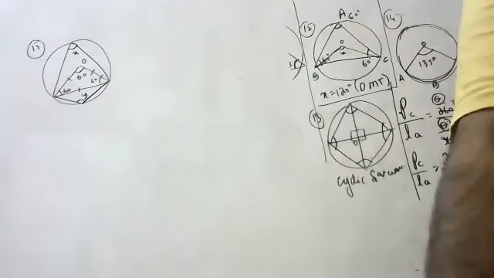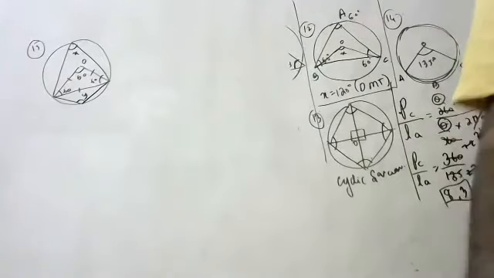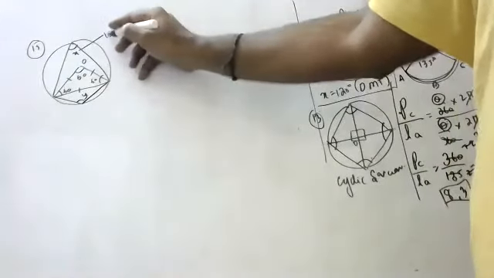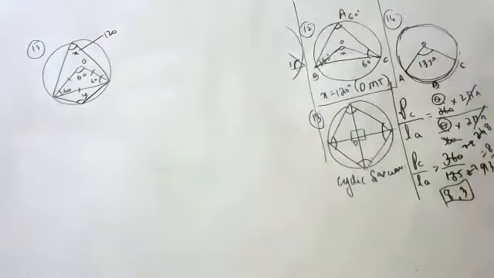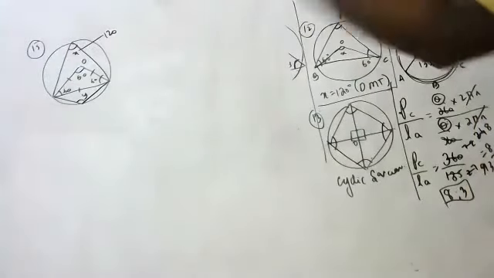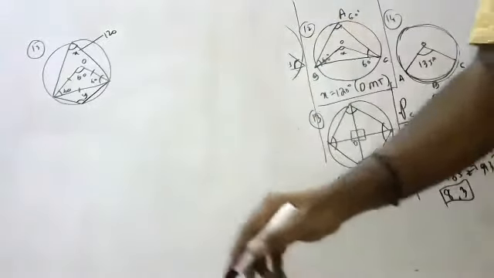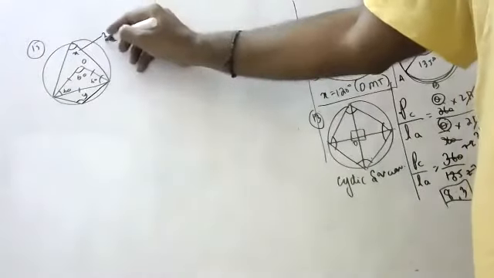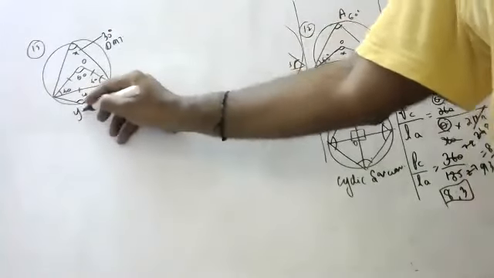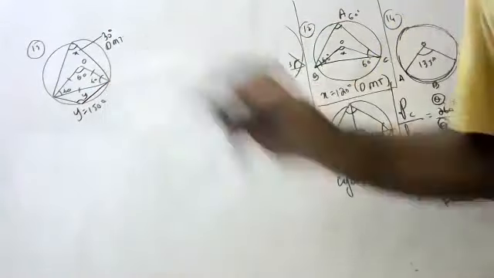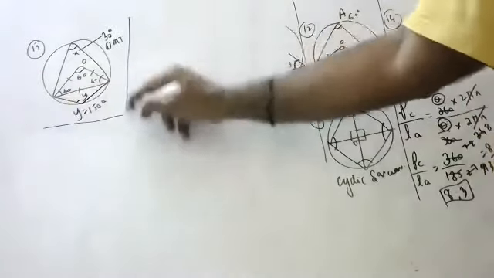Anyone? Sir, x is 150? No, sir, x is 120? Sir, x is 30 degrees. Sorry, x is 30, and y is 150 degrees. 150 degrees. Very good.